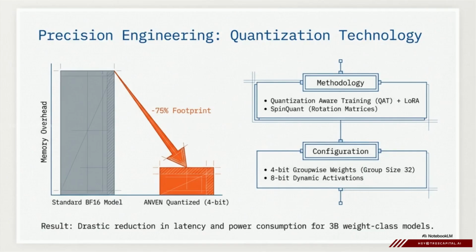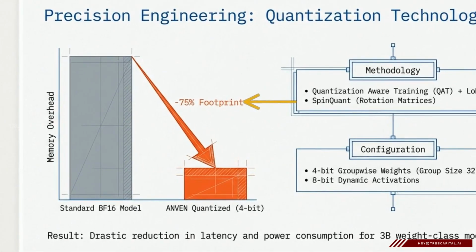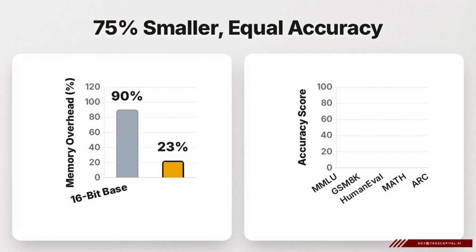Treecapital bypasses this hardware requirement through quantization. This chart demonstrates how compressing mathematical weights from standard formats to 4-bit sizes creates a 75% reduction in memory footprint. This compression lowers power consumption and memory overhead while maintaining accuracy levels comparable to non-quantized models.